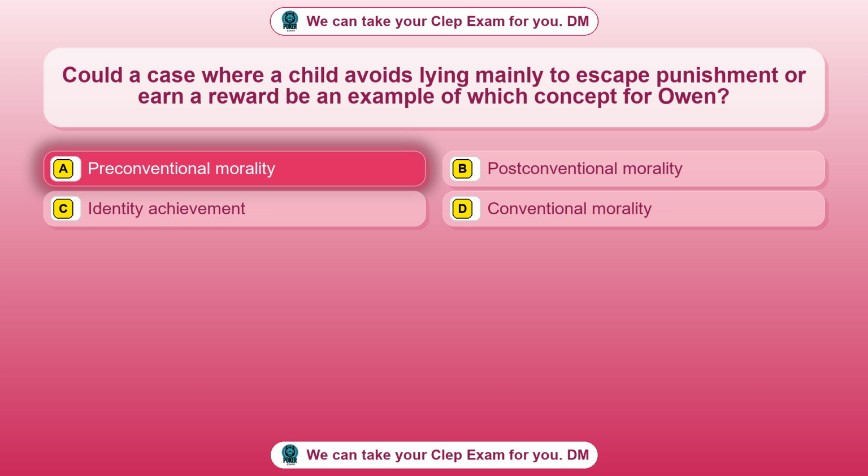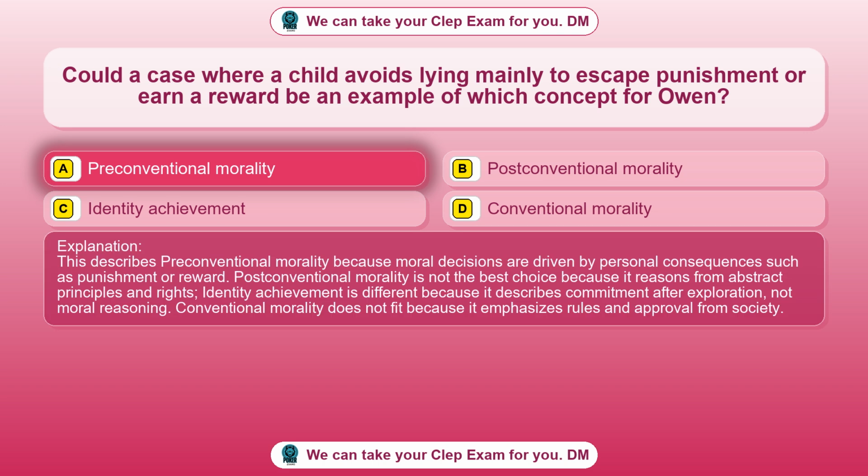Pre-conventional morality. This describes pre-conventional morality because moral decisions are driven by personal consequences such as punishment or reward. Post-conventional morality is not the best choice because it reasons from abstract principles and rights. Identity achievement is different because it describes commitment after exploration, not moral reasoning. Conventional morality does not fit because it emphasizes rules and approval from society.